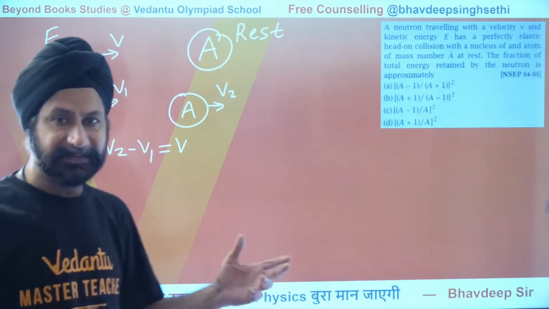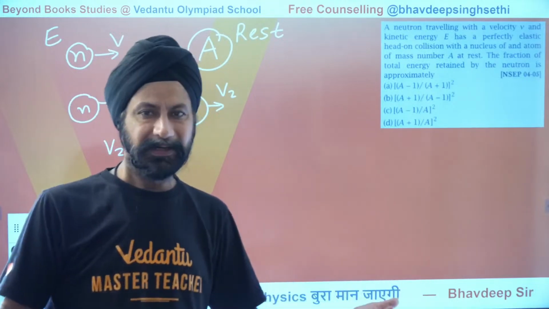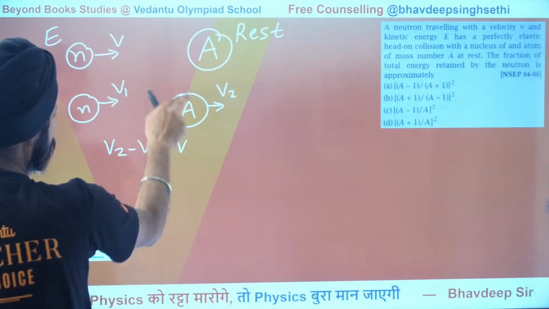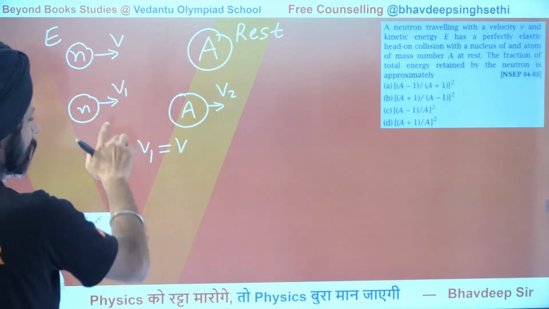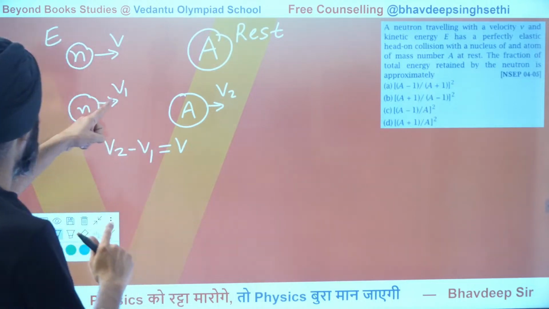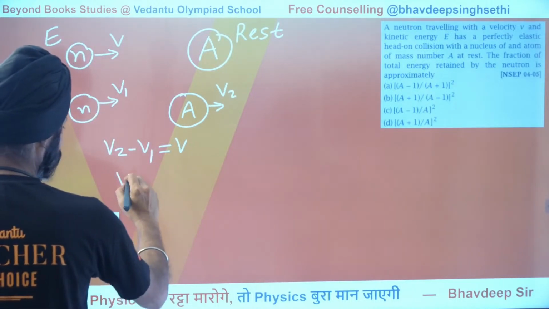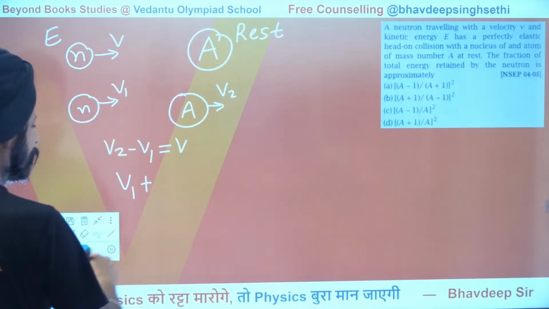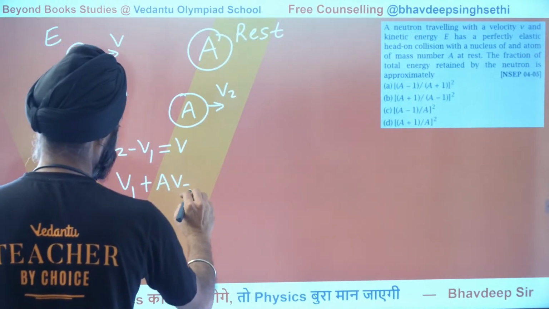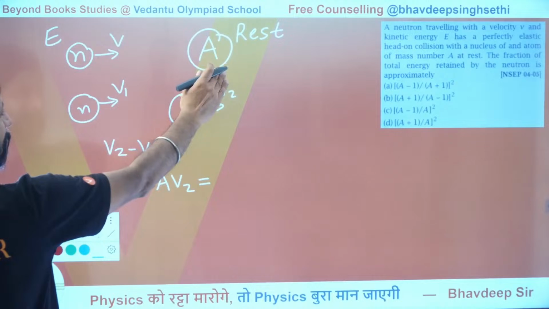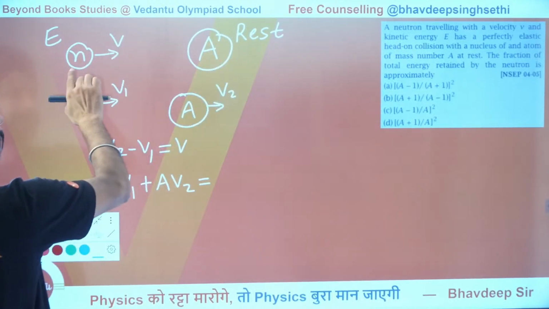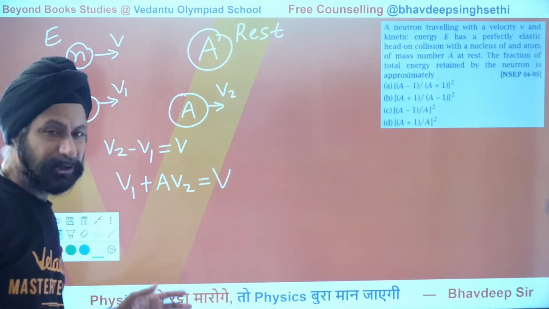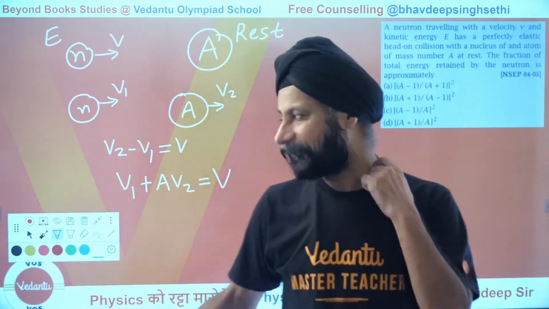Whether it is elastic or not, momentum has to be conserved. So momentum of this system before and after should be the same. Assuming its mass is 1 unit, the momentum is v1, plus, if this is 1 unit of mass, this is A units of mass, so A times v2 should be equal to the momentum of the system before. This doesn't have any velocity. This is v, because 1 times v. So that's another thing that I know. Now two equations, two variables, v1 and v2, I can definitely find.